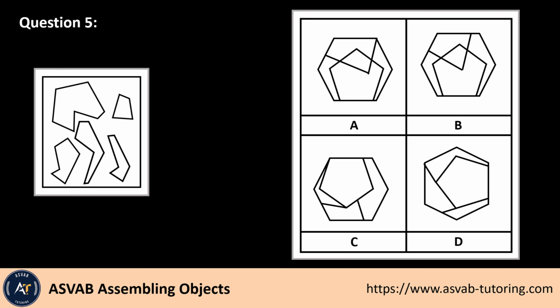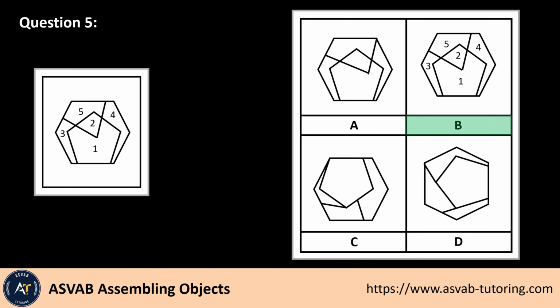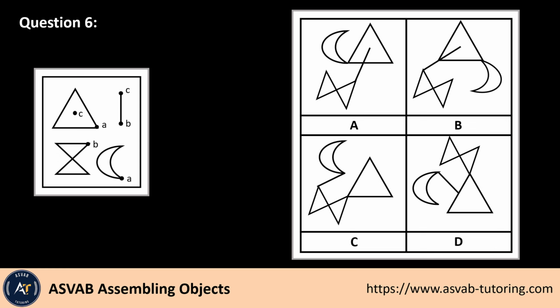Question 5. To match the shapes, they are indicated by the same numbers. The answer is B. Question 6. Match the shapes by the letters where they join together. The answer is A.